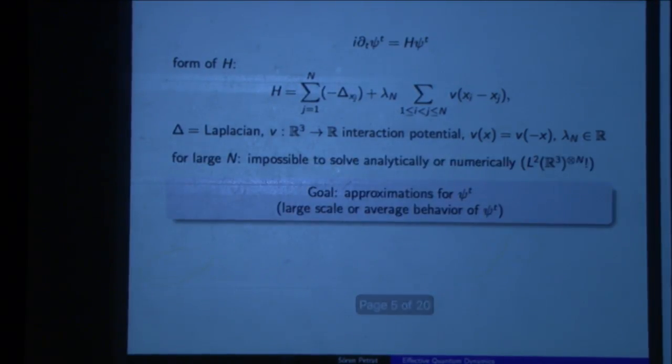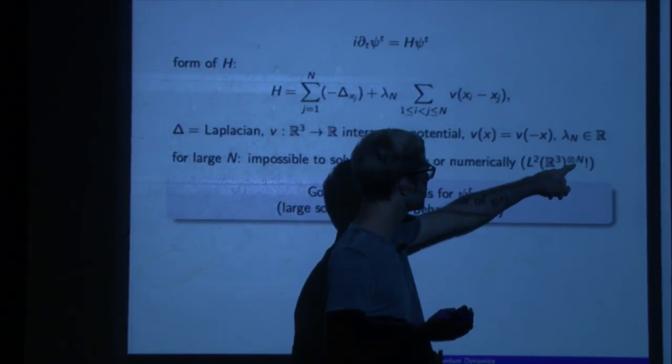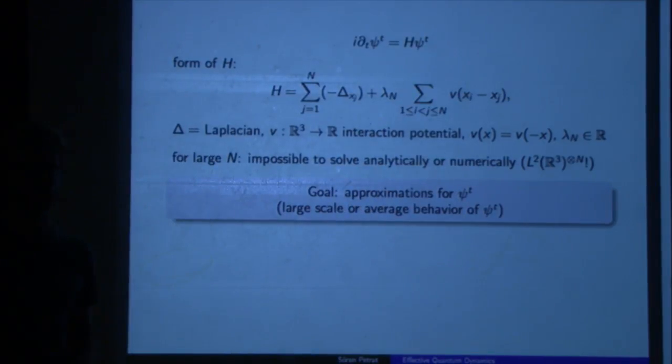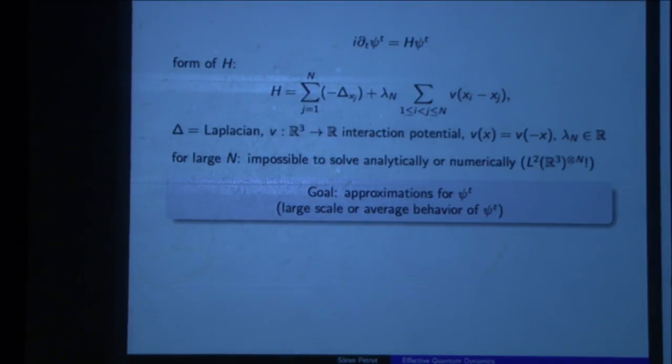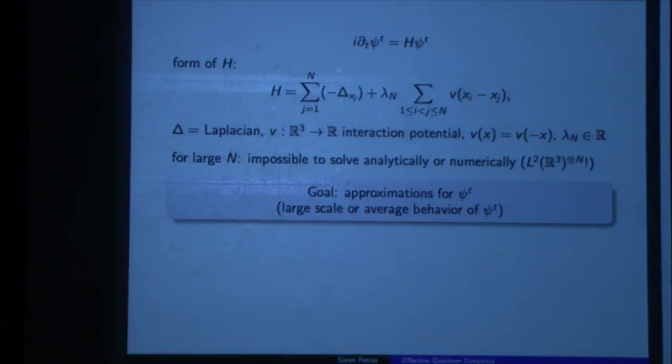And so the general goal is now to give approximations for this wave function psi, because it's practically really impossible to solve analytically or even numerically in any way. Numerical solutions are also hard because it lives on the n-fold tensor product of L2. So this is a very high dimensional space, which makes any numerics impossible. So you would really like to have approximations for this function. But you're also sometimes not interested in all the microscopic details of this function, but more in some sort of average values or some average behavior of this function. I'll also get to that in a moment.